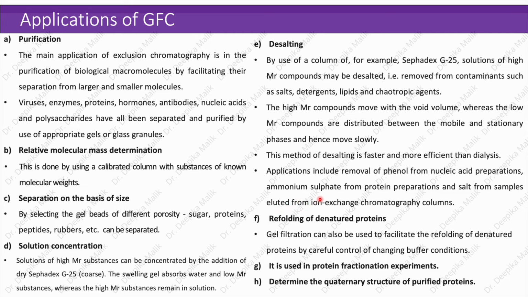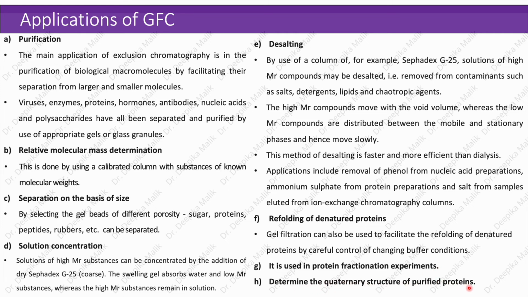ion exchange chromatography columns. Gel filtration can also be used to facilitate the refolding of denatured proteins by careful control of changing buffer conditions. It is also used in protein fractionation experiments, and it is also used to determine the quaternary structure of purified proteins.